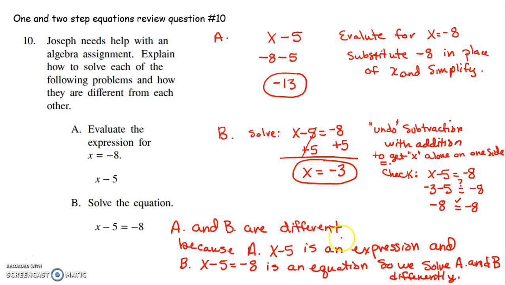And if your teacher wants you to write it out, you would say, I solved letter A by substituting negative 8 in place of x, and then simplifying the expression. I solved letter B by solving the equation to get an x alone on one side. And to do that, I had to undo subtraction with addition. You can then go through step by step what you've done. I don't know exactly what your teachers would want for a write-up, so you should check with them on that. But this gives you an idea of what they'll expect. All right, I hope that helps.